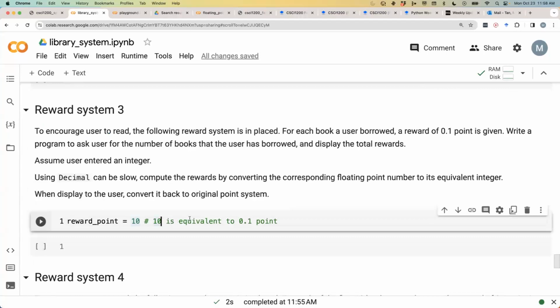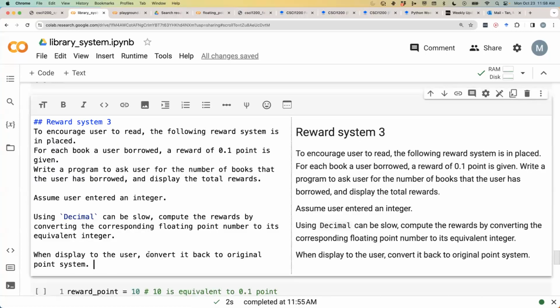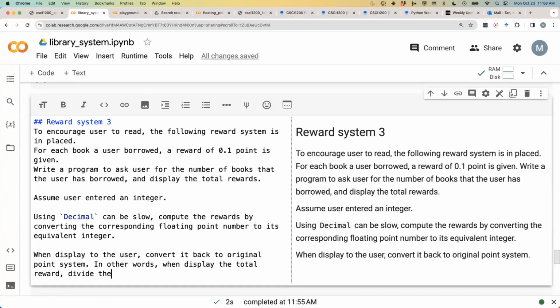Okay, so here to get 0.1 to 10, you multiply by 10. So you compute everything, total reward equals to something. After you compute it, when you display to the user, you divide it by 10. Okay, so in other words, when displaying the total reward, divide the result by 10 to get back to the original unit.